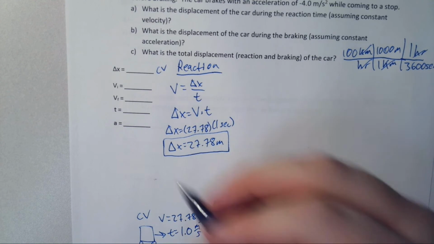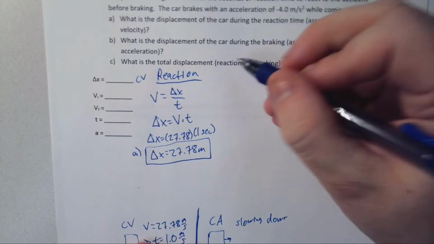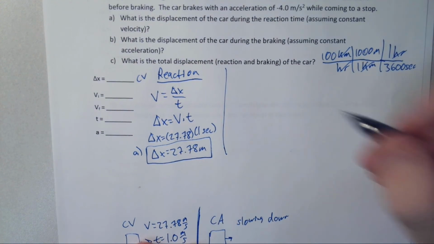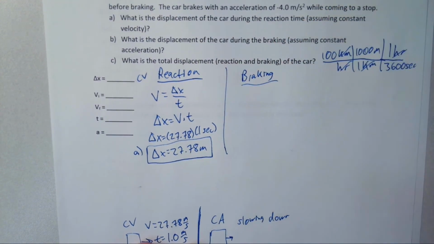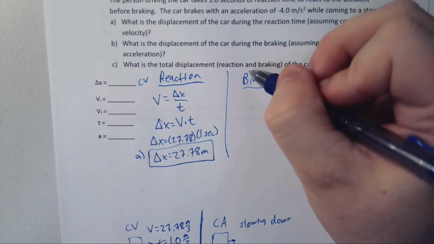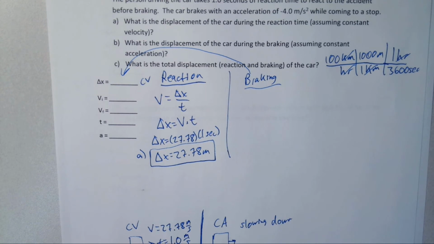So that's basically part A, that's how far you're moving before you even hit the brake. And then once you start braking, this is basically like the other problems that we've had on this worksheet here. If you want, you can go ahead and write stuff in these boxes over here.